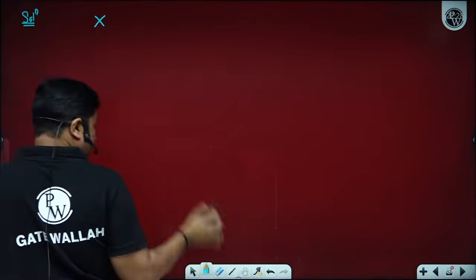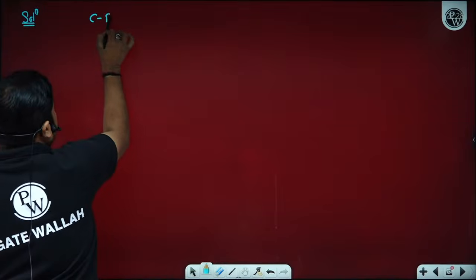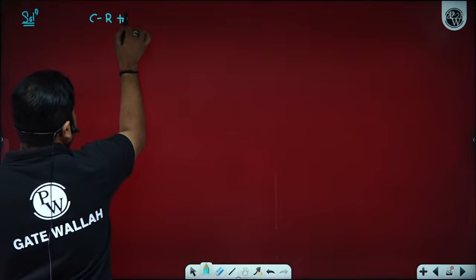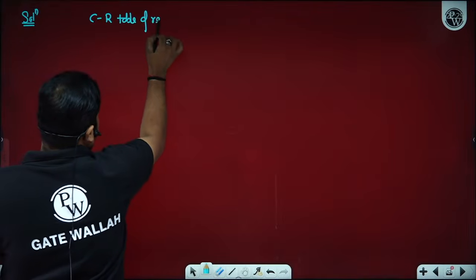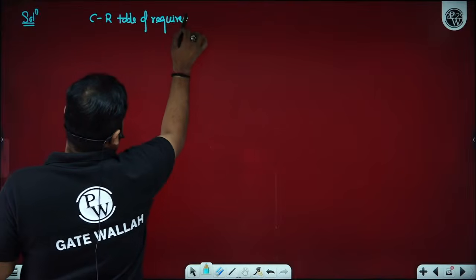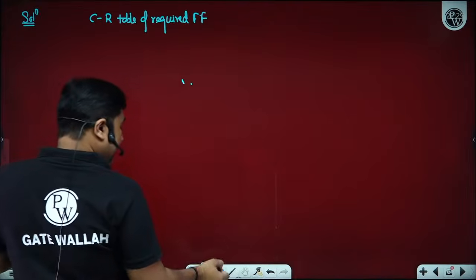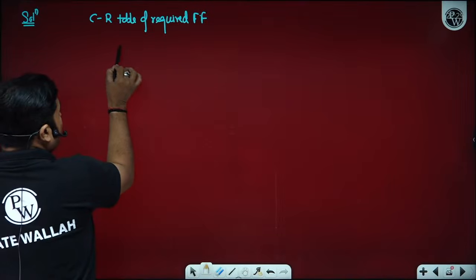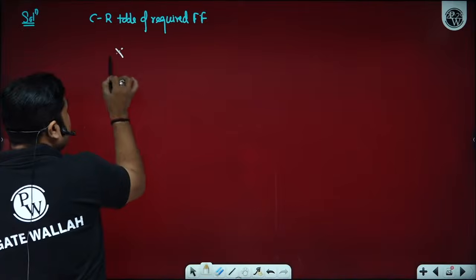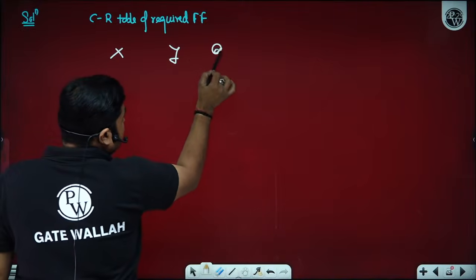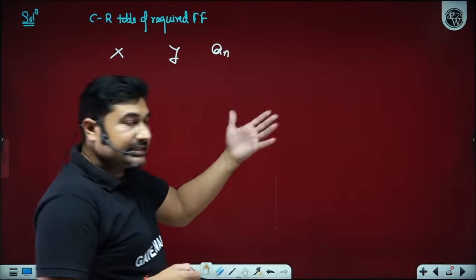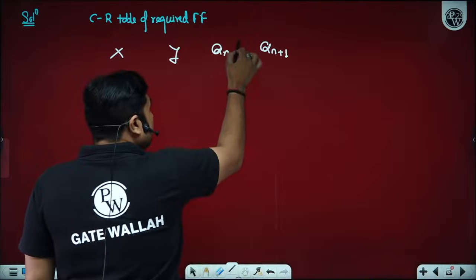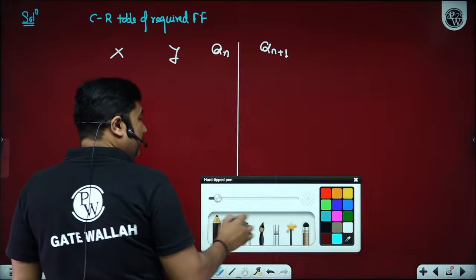We have X, Y. Characteristic table, I am writing the characteristic table of the required flip-flop. The required flip-flop is XY, and the present state is Qn. Next state Qn plus 1. So first write the characteristic table of the required flip-flop.